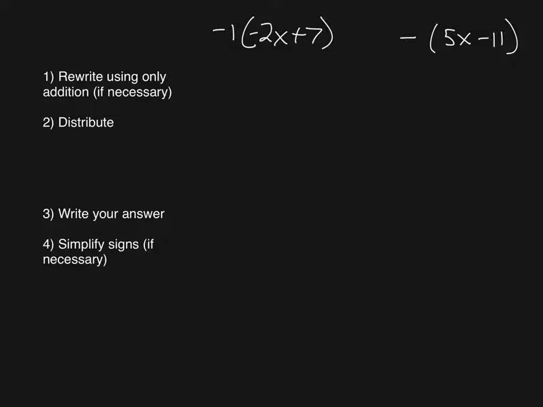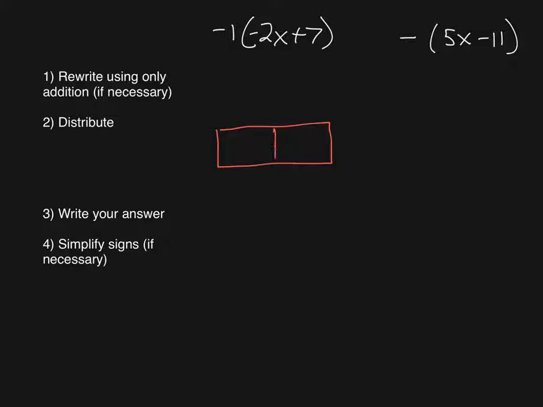All right, we're going to take a look at two more examples, and then we're going to wrap it up. For our first example here, negative 1 times negative 2x plus 7, I want to rewrite using only addition if necessary. Now, when I look inside my expression in the parentheses here, I just have plus 7. There aren't any subtraction signs I need to change, so I don't really need to rewrite this, actually. Right now, it would be unnecessary to rewrite that because I already have it as addition. So we're going to go straight to distributing.